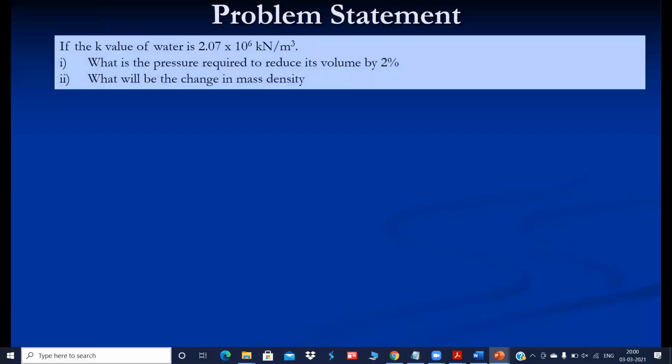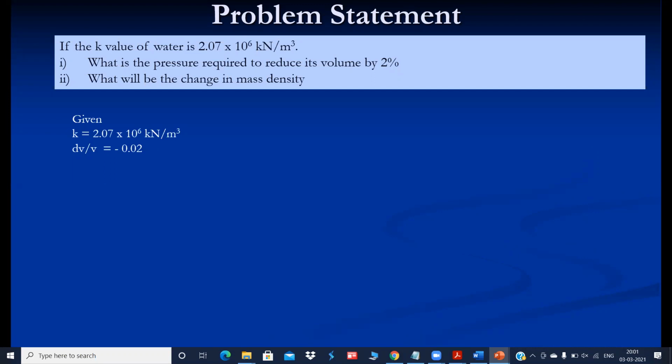So the problem statement, the first problem we will solve. Consider the value of K of water is given, that is 2.07 × 10^6 kilonewton per meter cube. What is the pressure required to reduce its volume by 2%? So dV by V is given, that is change in volume to the original volume, that is 2%, but obviously it is negative. What will be the change in mass density?